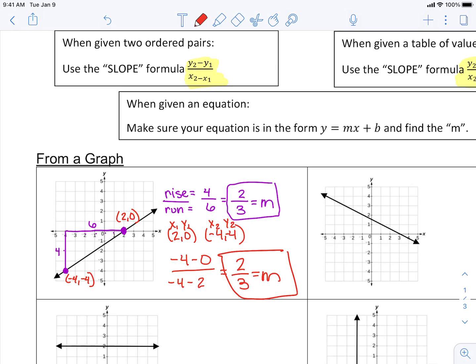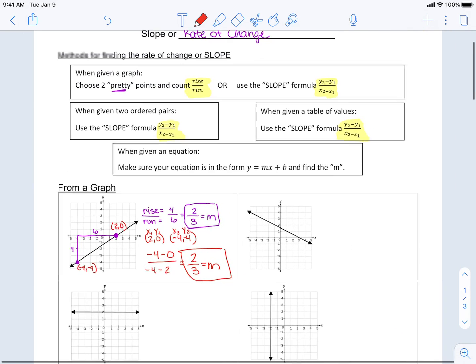Okay, and if we look, the slope is going up, it's increasing from left to right, which means it's a positive slope, and we got a positive answer for our slope.